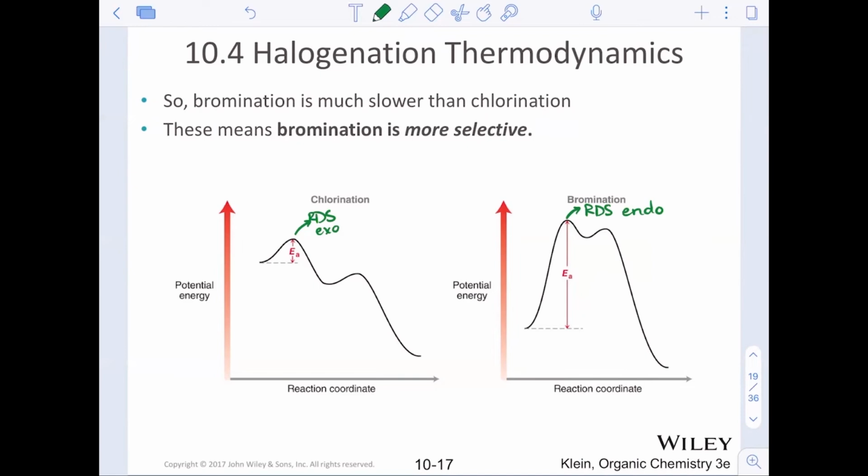What this literally means is that when we start looking at the products coming out from chlorination versus bromination, chlorination is not going to be selective. It will do hydrogen abstraction on any hydrogen that we have. Bromine is going to be choosy. He's going to be selective. He's going to take his time and figure out which hydrogen is the best to remove, which one is going to actually be the easiest to remove.